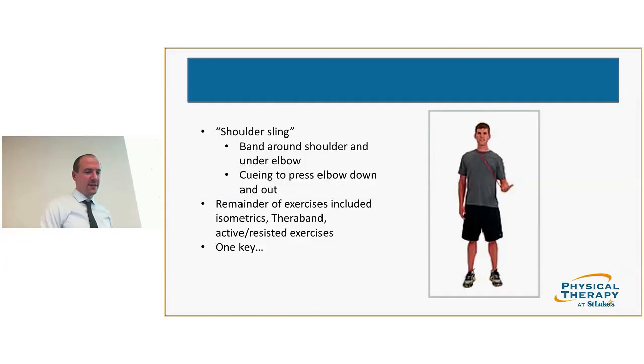The one exercise that they did using the group was called a shoulder sling. The band's around the neck and it goes around the elbow. The cueing is more of a press down on the elbow and a retraction backward. So this is one of the exercises you can kind of see. It's more of a neuromuscular re-education. You're not going to build a lot of strength with this.